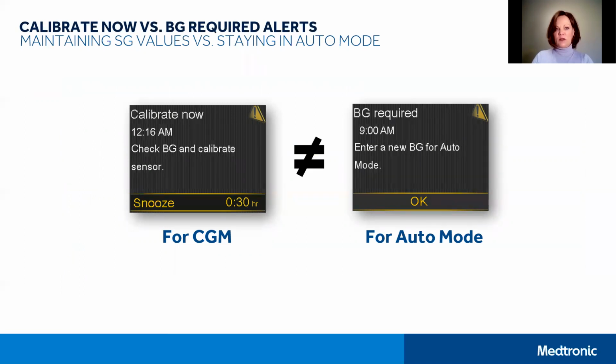On the other hand, when you receive a BG required alert, the system is asking for a blood glucose to ensure you stay in auto mode. In this case, you may also use your blood glucose as a calibration if it's a good time to do so. Ultimately, for each alert, your action is the same: to check and enter a blood glucose.